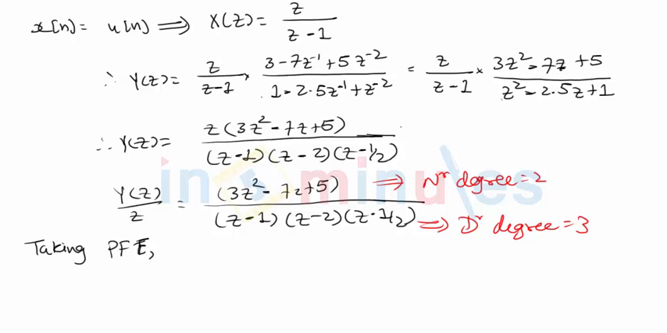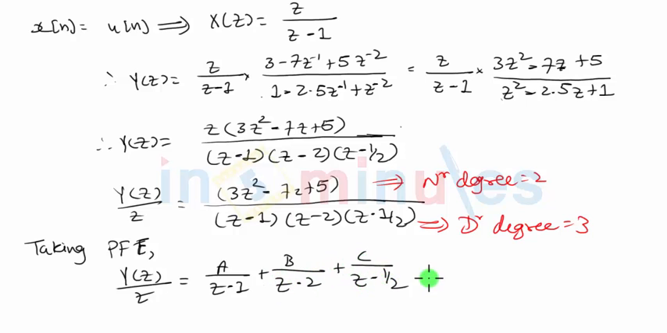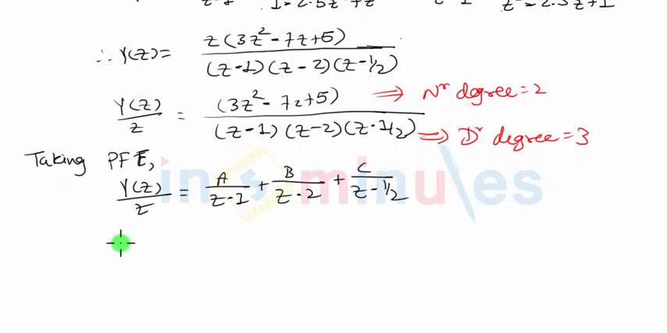can be taken for partial fraction expansion. So right now, let me quickly take partial fraction expansion. This will look something like this: a upon z minus 1 plus b upon z minus 2 plus c upon z minus half. So now I will just cross multiply on both the sides to be able to find a, b, c. Y of z by z was that whole thing.